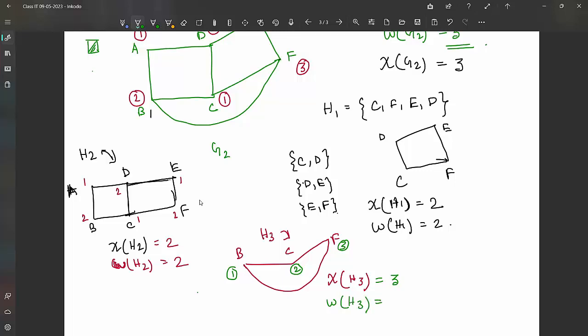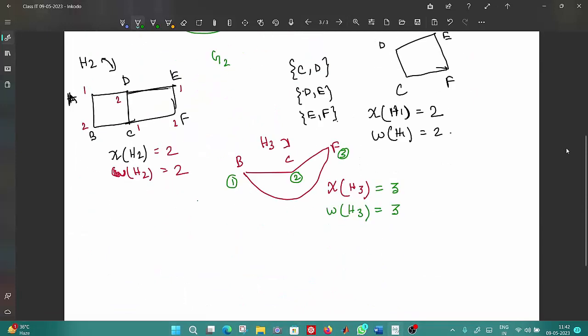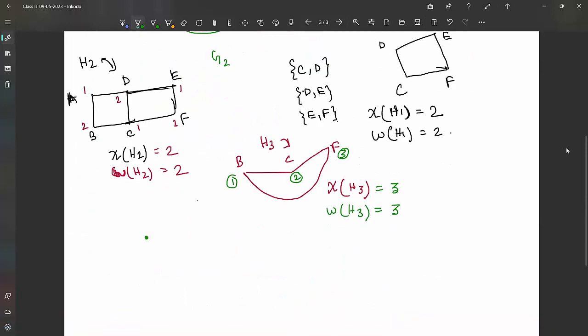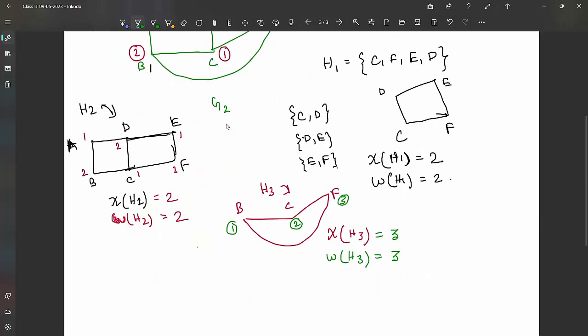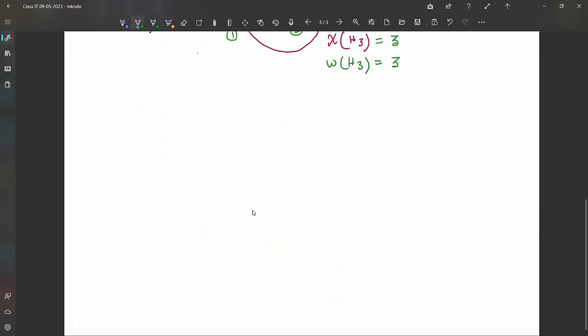Let's see H3's clique number. We already know, actually this is a clique, so BCF is a clique, so it will be 3. So that means its chromatic number is also 3. So that means probably these are the subgraphs, and obviously for a one-element set we are only taking A, only a vertex, so its chromatic number is 1 and its clique number is also the same thing. But for any other type of subgraphs, you can see that the chromatic number is just the same as the clique number, so we can say that the graph is a perfect graph. So our G2 is a perfect graph.